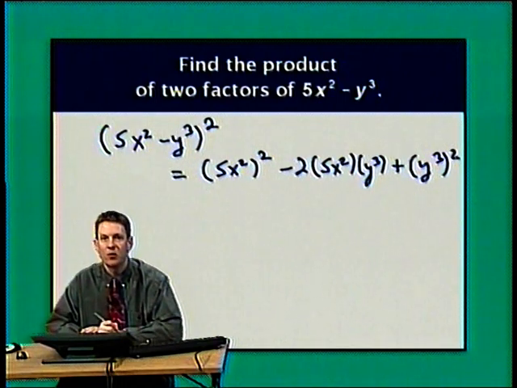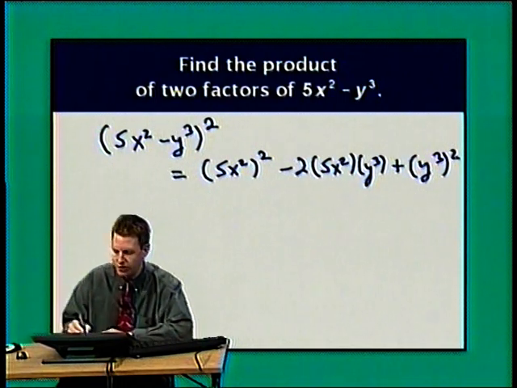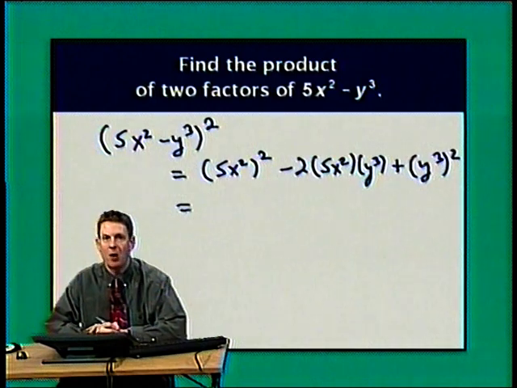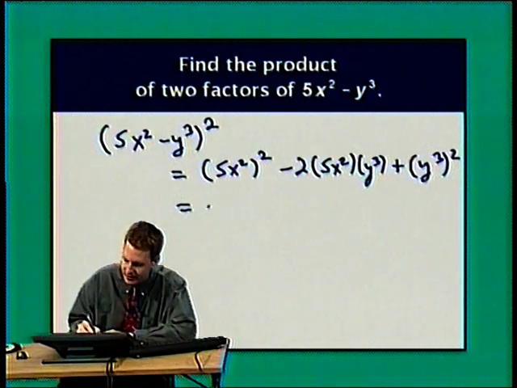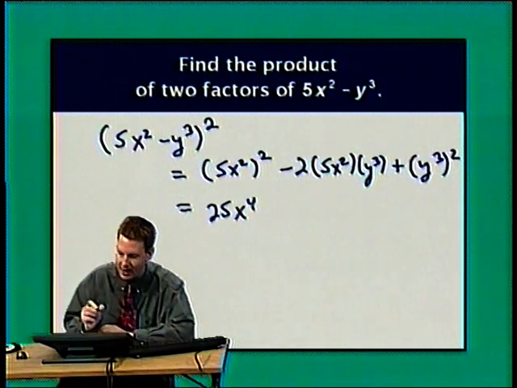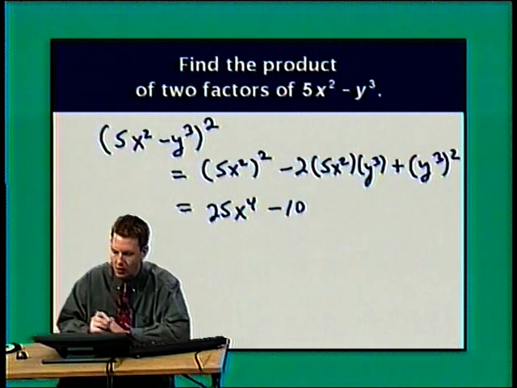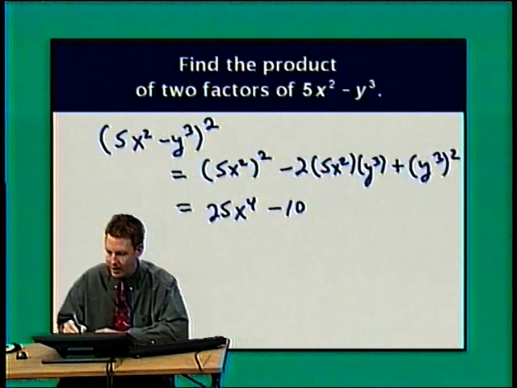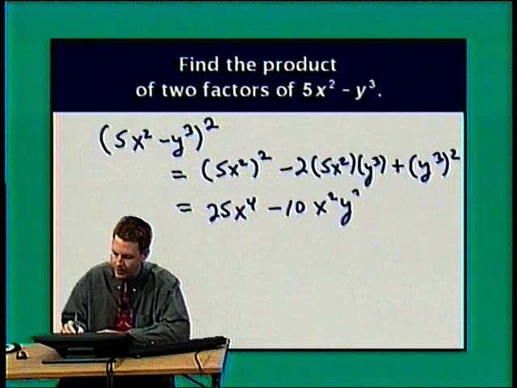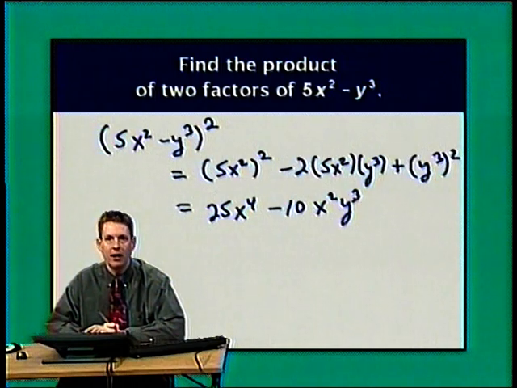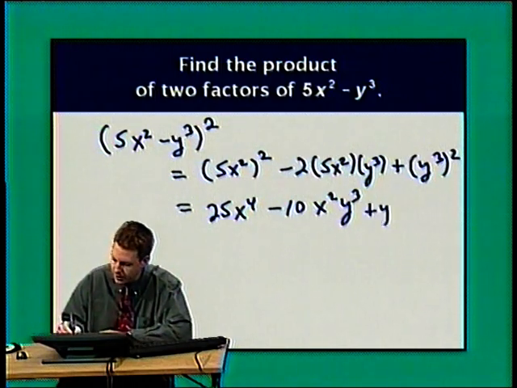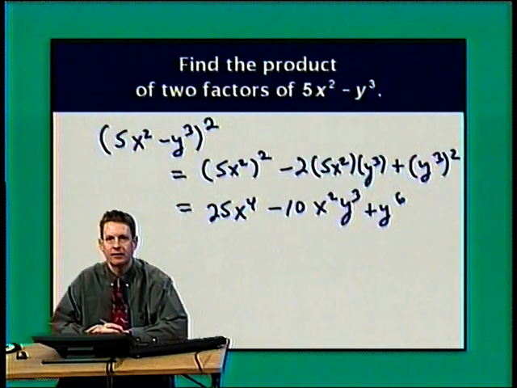Now let's use our rules of exponents to simplify each term. Distributing the exponent of 2 through the first parentheses, I get 25 x to the 4th. In my second term, I have 2 times 5, so the coefficient is minus 10. I have an x squared factor and a y cubed factor. And in my final term, I have y cubed squared, which is plus y to the 6th.